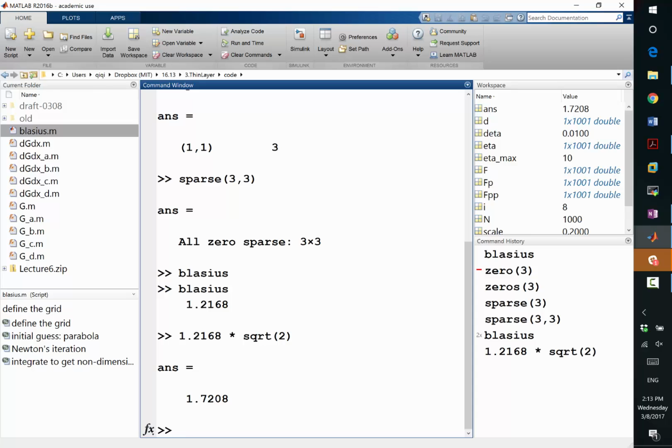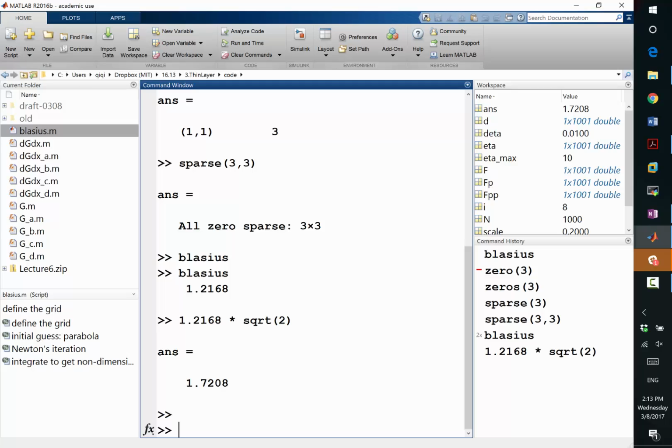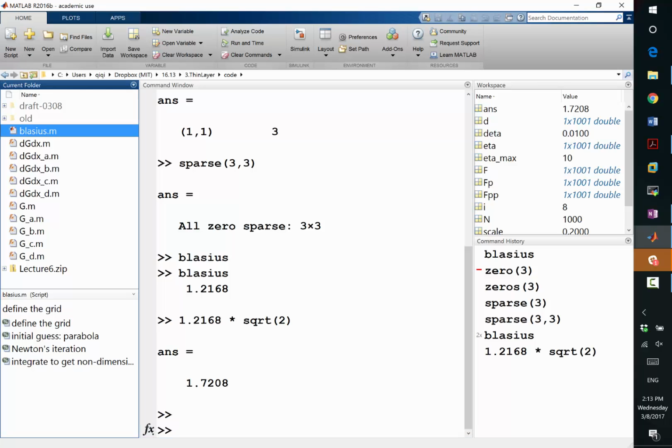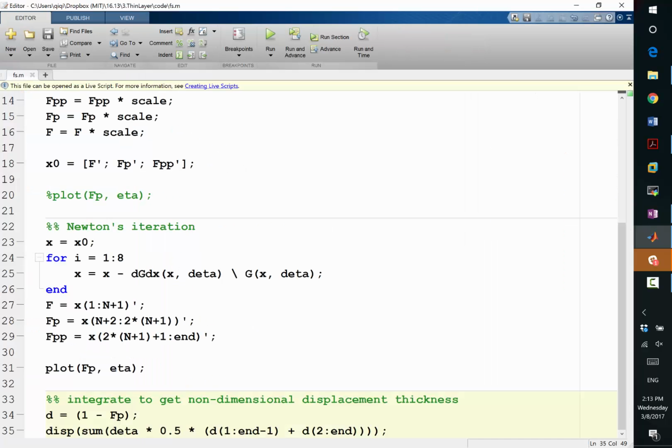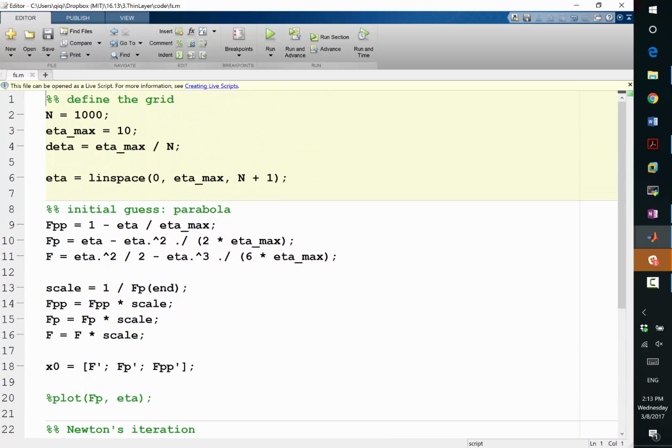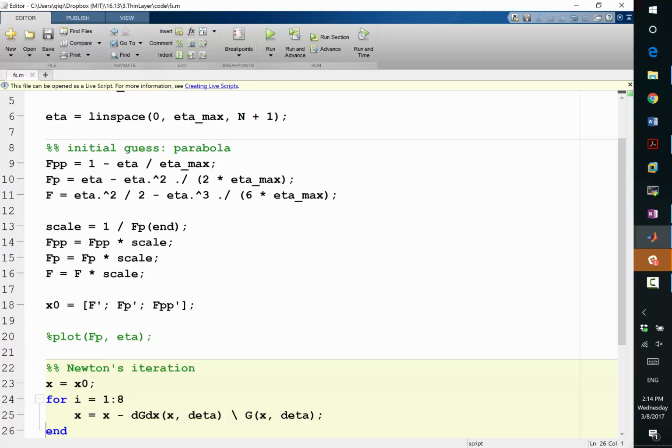So here we go. Instead of Blasius, I'm going to copy this and rename it FS, Falkner-Skan. All right. So the initial condition, let's keep it. The grid, let's keep it the same. The initial guess, let's keep it the same.